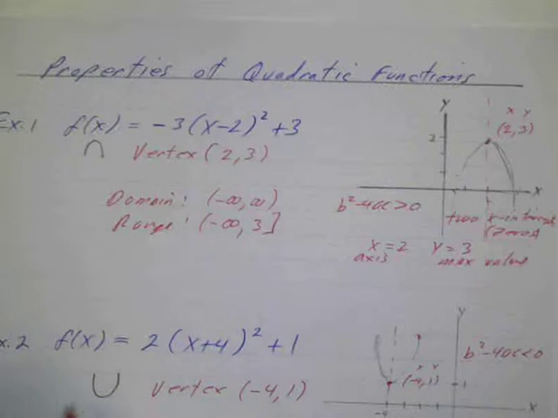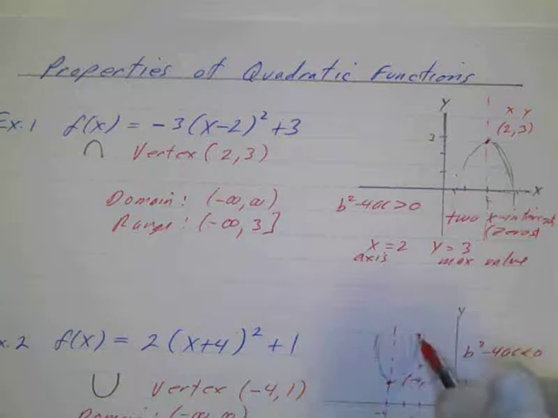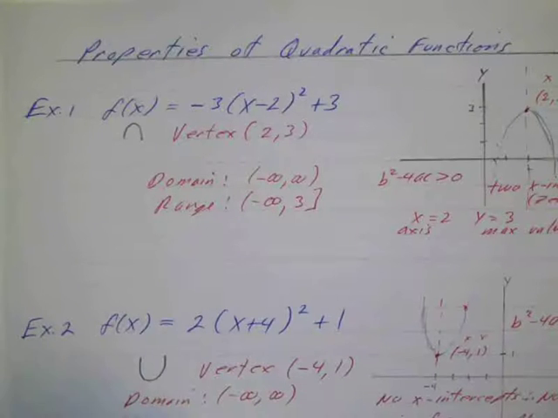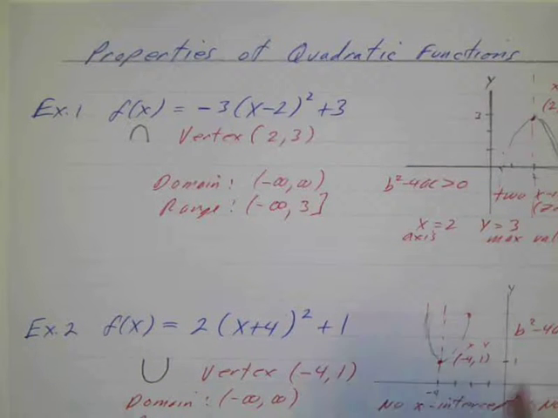Now what's the domain? Again, the domain is going to be the same: negative infinity to infinity. That means the x values, because these keep going up and out forever. And then the range of the y values is going to start at 1. It's going to be equal to 1, and go all the way up to infinity because it keeps going.